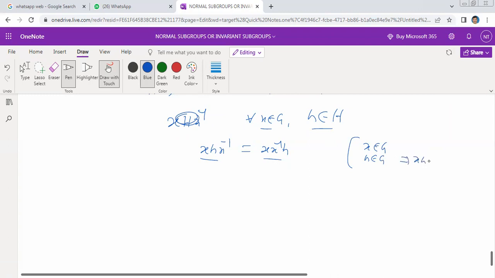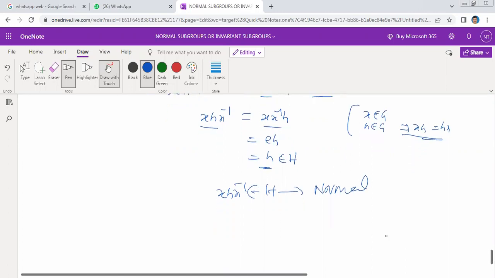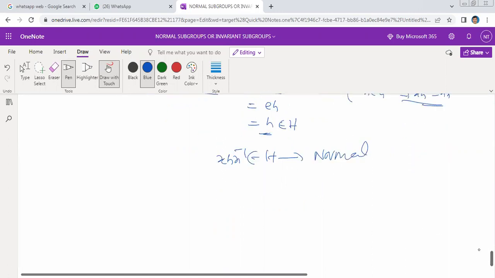So X h is equal to h X, right? Here I am using the commutative property. I am writing X X inverse h, where X X inverse is equal to E, so this is E h, which is equal to h. So this element belongs to H. Therefore, X h X inverse belongs to H. Therefore, H is normal. So in case G is abelian, automatically this subgroup is a normal subgroup. So every subgroup of an abelian group is always normal.